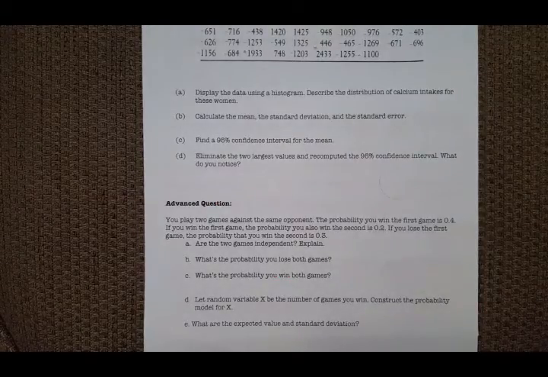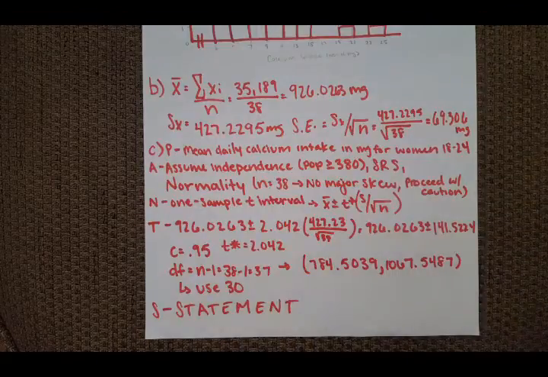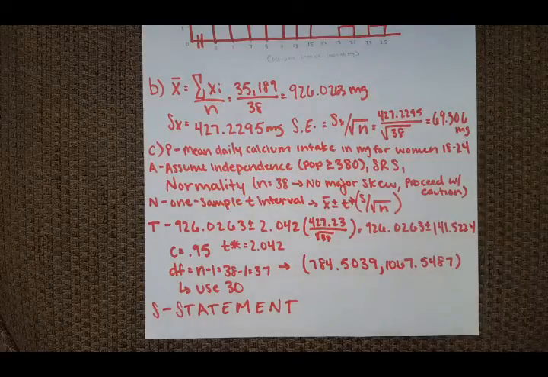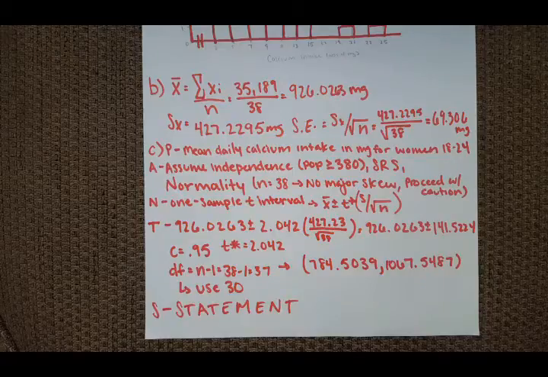Alright, part C asks us to find a 95% confidence interval for the mean. Whenever you're being asked to find a confidence interval, you want to use PANTS. Let's start with P. P is your parameter. In this case, P is the mean daily calcium intake in milligrams for the women tested between ages 18 and 24. Because it's the parameter, it applies to the whole population.